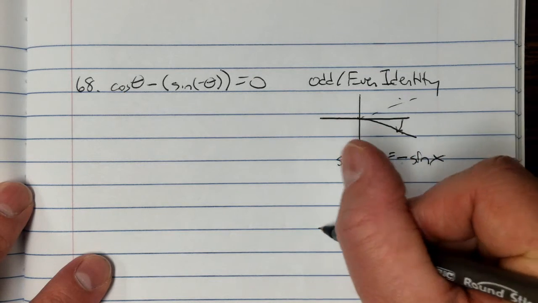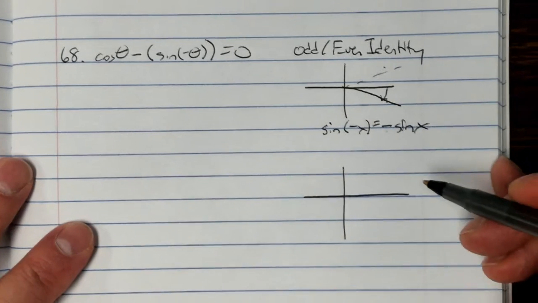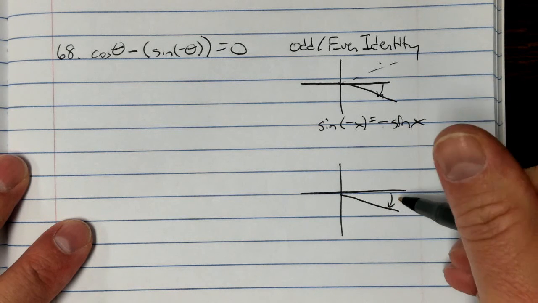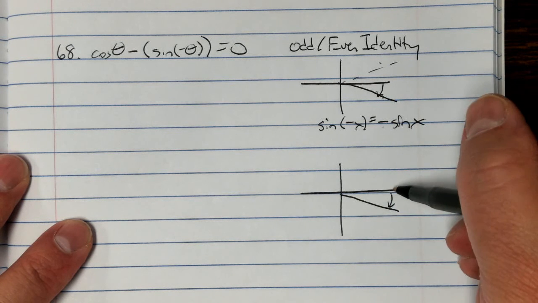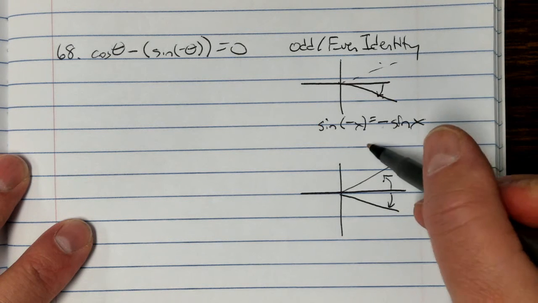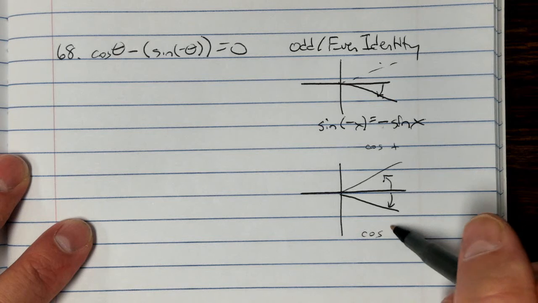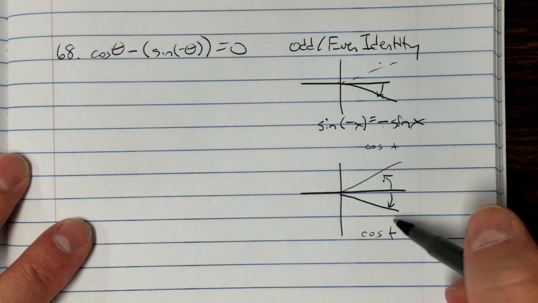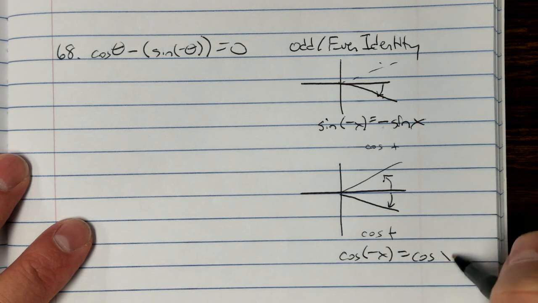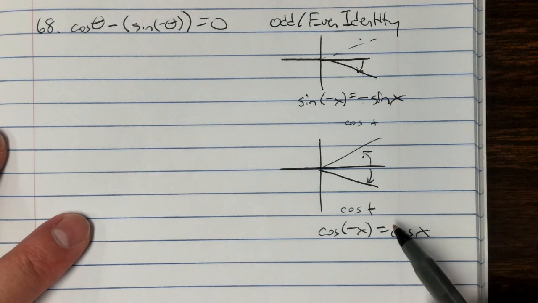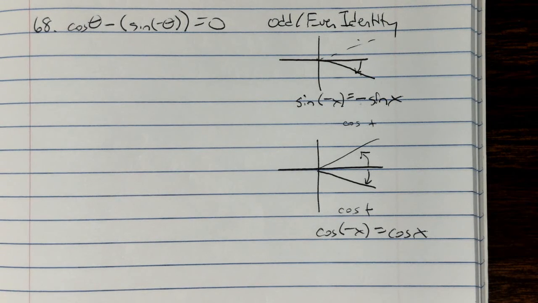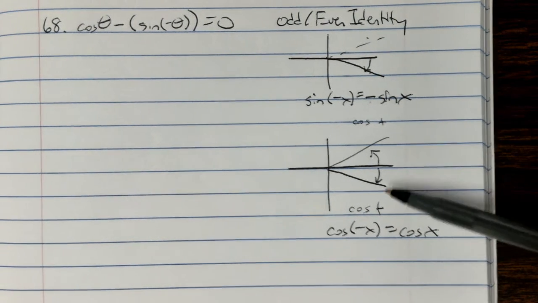Then for cosine, if you're going backwards x, when you go up here, cosine is still positive for both of them. And so because of that, your identity is cosine of negative x equal positive cosine of x. So you don't put a negative sign like you do for sine. So that's how your formulas work.